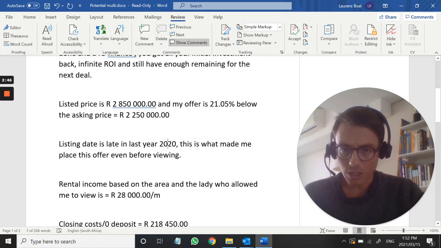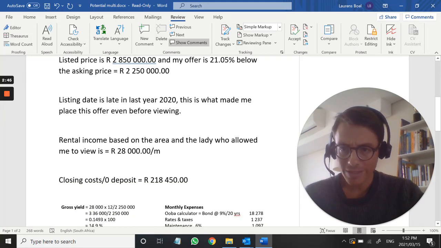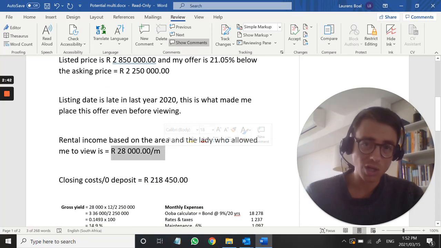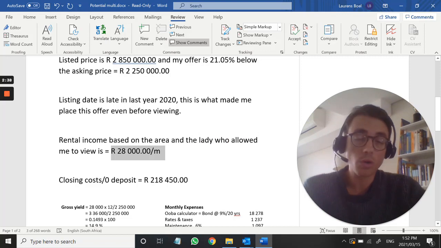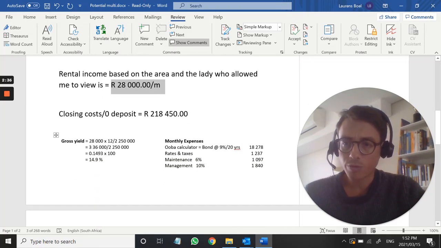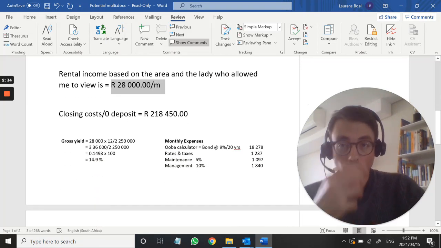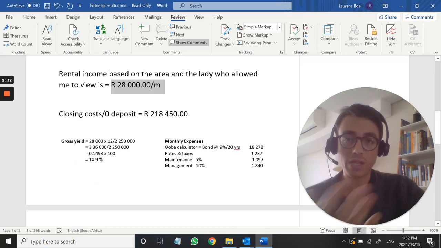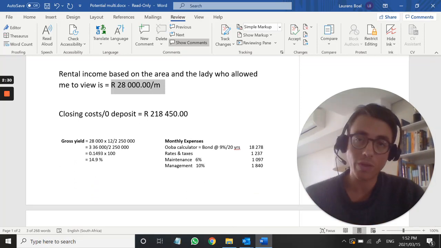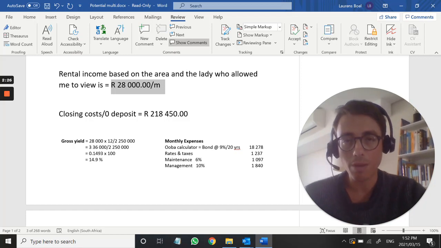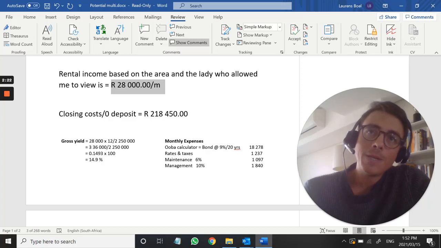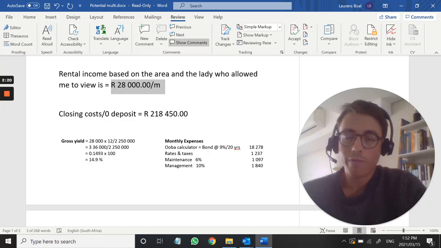The listing date is last year, 2020. Rental income based on 28,000. Again, I asked for the rent roll. If I don't have that information, I'm not going to move forward with the decision, and no investor will unless there's proof. Now, what I would say is if you're scared of the person running away with the deal, get some sort of NDA or sourcing agreement document, created by a lawyer and get them to sign it beforehand. It doesn't guarantee anything, but it does give you a little bit more confidence, I guess.